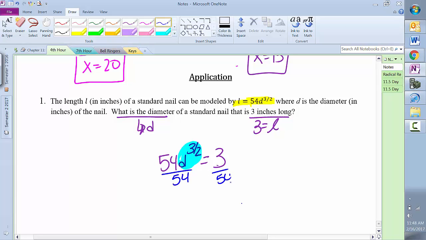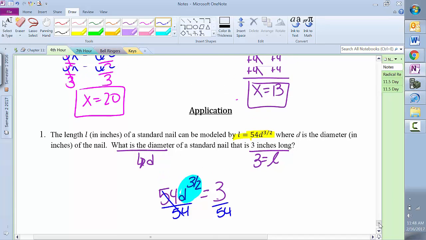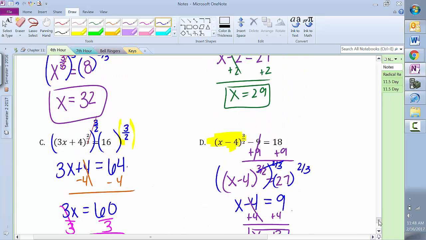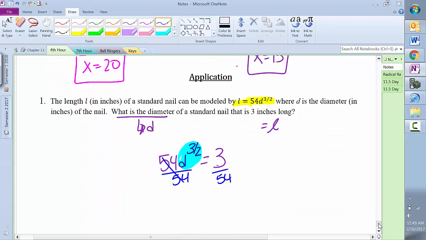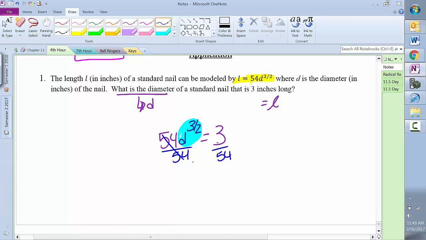So remember when we were doing things up here. When it was isolated, look. This wasn't isolated, so we added 9. The one down here wasn't isolated either, so I had to divide. Again, you're going to get a decimal, and that's okay. So I get D to the 3/2 equals 3 over 54. Don't even do a decimal, just leave it as it is.